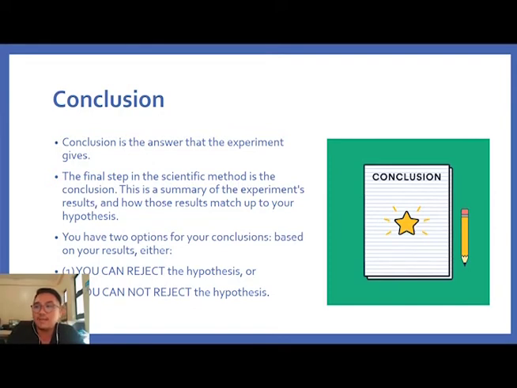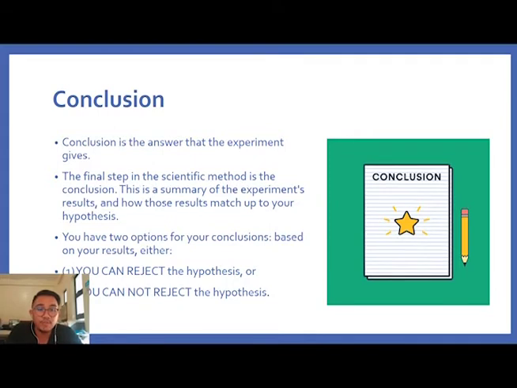The final step in the scientific method is the conclusion. This is a summary of the experiment's results and how those results match up to your hypothesis. You have two options for your conclusions based on your results. Either you can reject the hypothesis or you cannot reject the hypothesis. This is an important point.